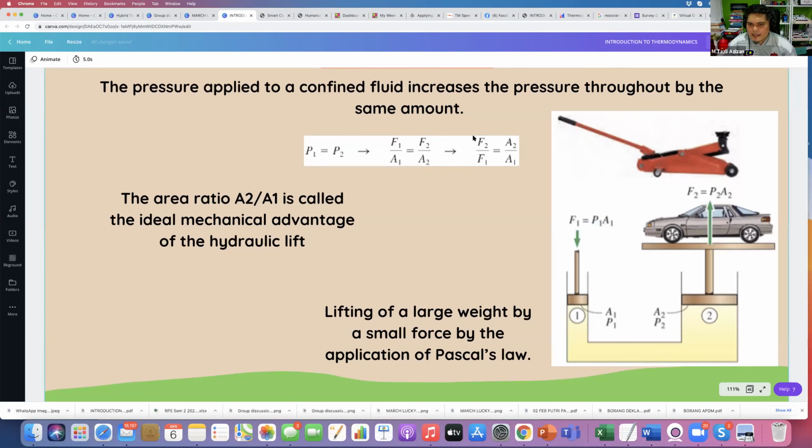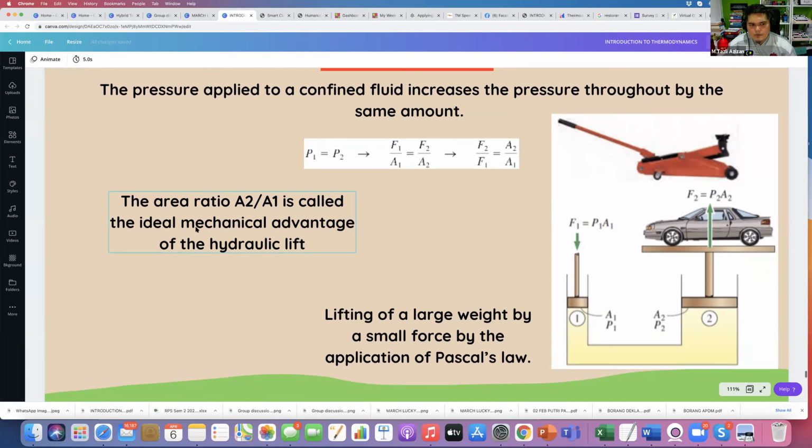So we can say that the ratio between F2 over F1 equals A2 over A1. This is what we call the ideal mechanical advantage of the hydraulic lift. This is why only a small device can uplift a big car, for example, because it applies the same pressure. When you apply a car jack, for example, the car jack is very small. You just jack it up, and the car will be uplifted. This is being lifted up by what we call a hydraulic lift. So lifting of a large weight by a small force is the application of Pascal's law.